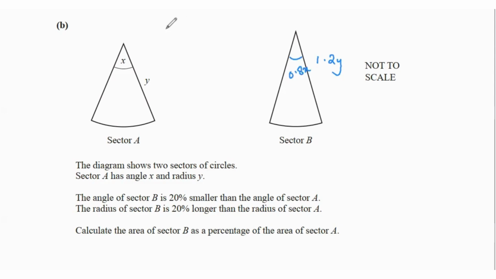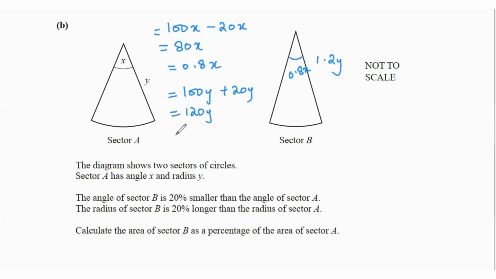Why? Imagine this is 100% of x. From 100% of x, if we're taking away 20% of x, that's 80% of x. So 80% of x written in decimals is 0.8x. Similarly for y, it's going to be 100y plus 20y. That's 120y%. So as a decimal, that's 1.2y.